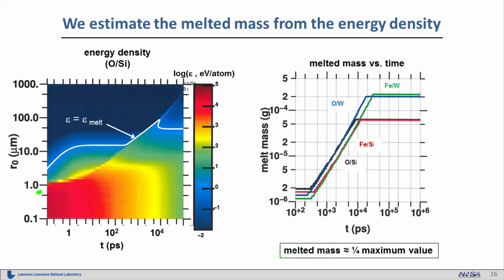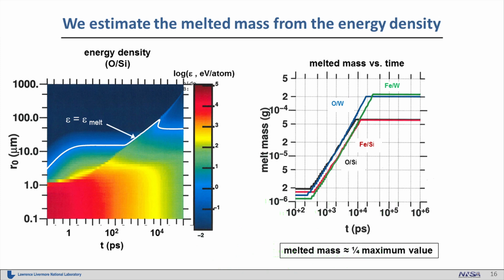And so what you see here is that the energy density starts out very high, early time at small radius. That energy then spreads out with time. And you can ask, when is that energy density equal to the energy it requires to melt materials? And that's this white curve. So all the material under the white curve has reached an energy density sufficient to melt it. The material outside has not. So you can actually calculate the mass of this material inside that's been melted, and that's plotted here for all the 4 cases of simulations versus time.